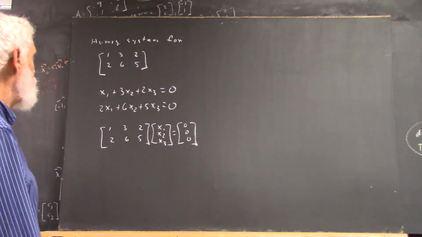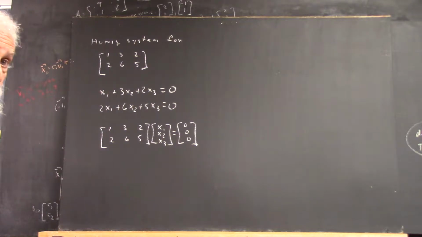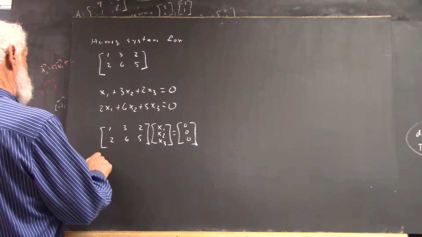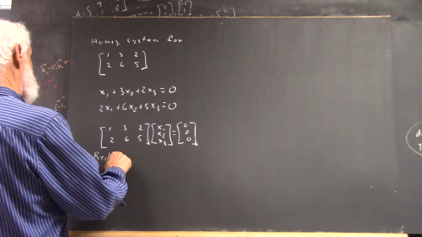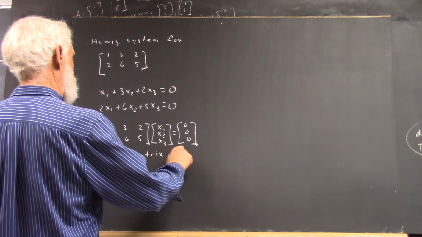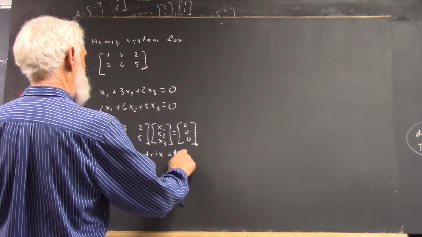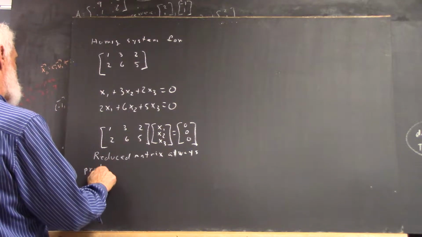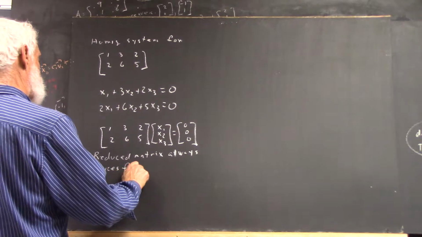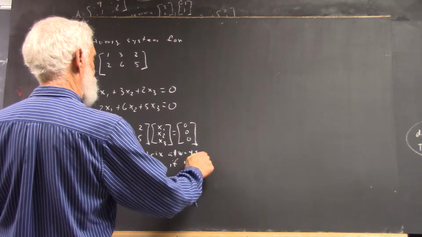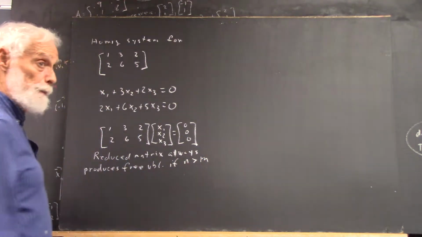Okay? Well, okay, that reduces. But when that reduces, you get at least one free variable, right? So the reduced matrix always produces a free variable if n is greater than m. Number of columns greater than the number of rows, right?